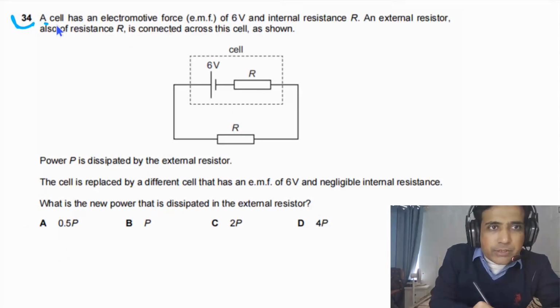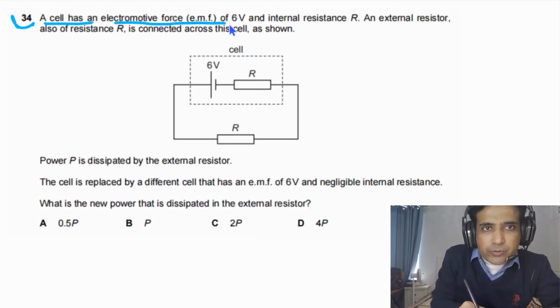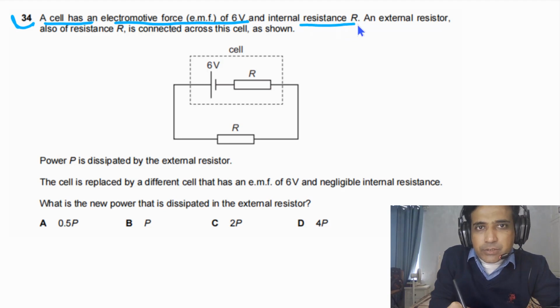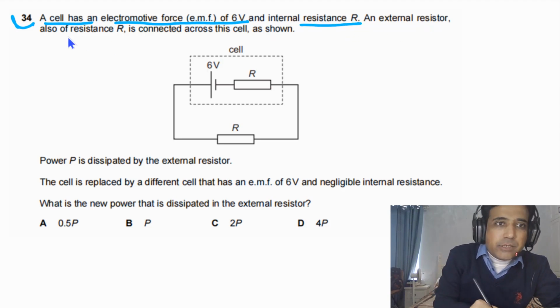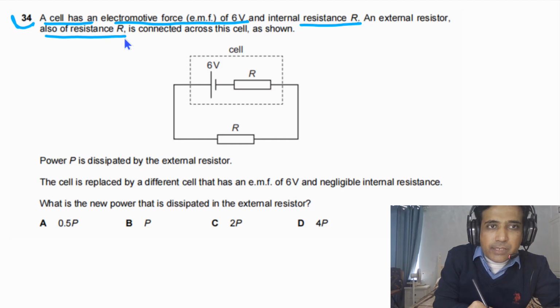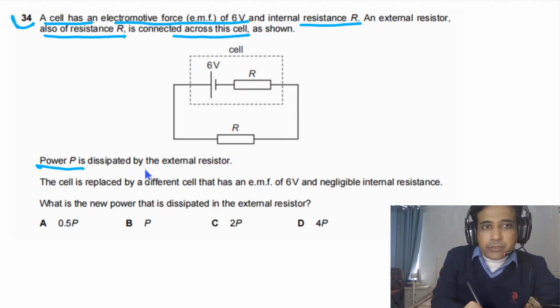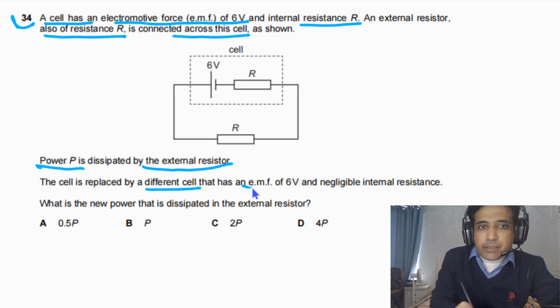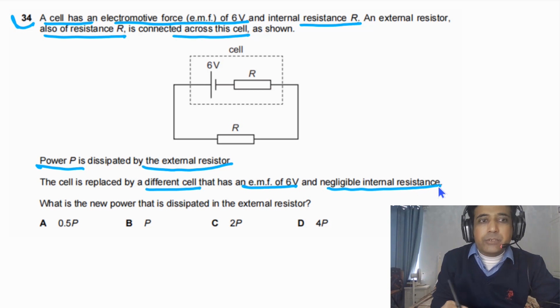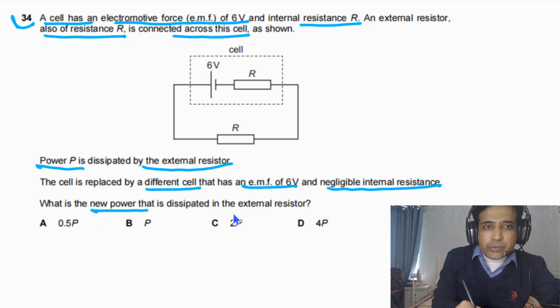Question 34 says a cell has an electromotive force of 6 volts and internal resistance capital R. An external resistor also of resistance capital R is connected across the cell as shown in the figure. Power P is dissipated by the external resistor. The cell is replaced by a different cell that has an EMF of 6 volts and negligible internal resistance. What is the new power that is dissipated in the external resistor?